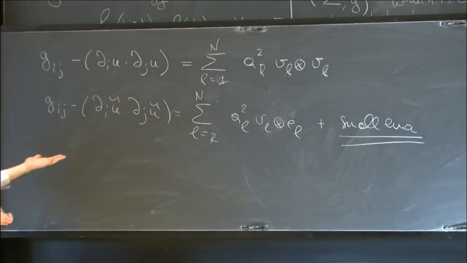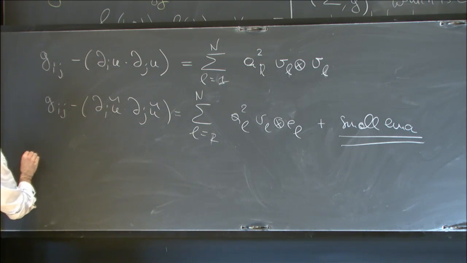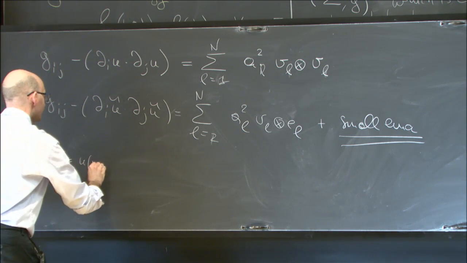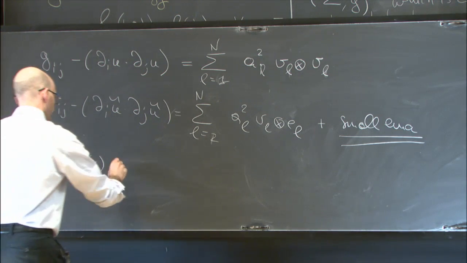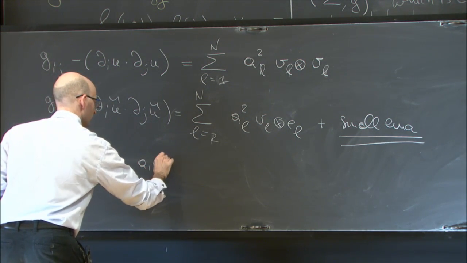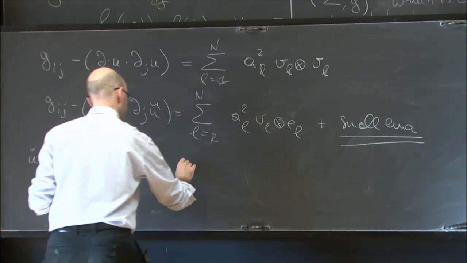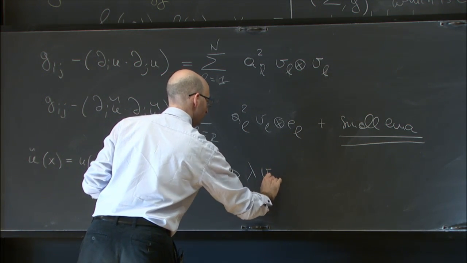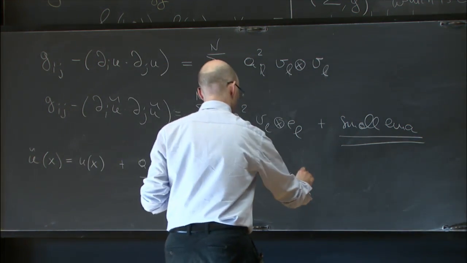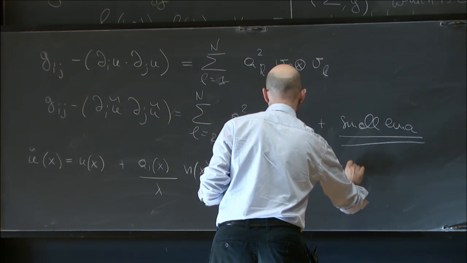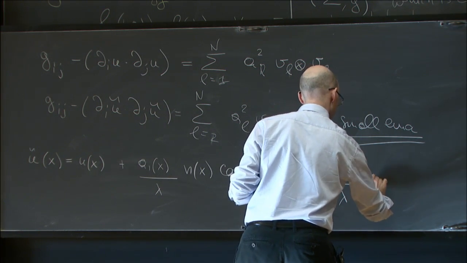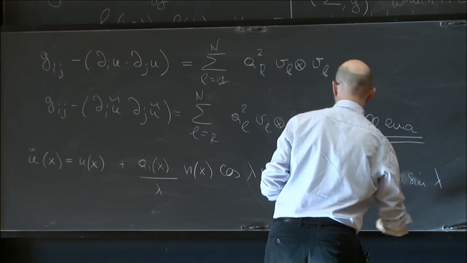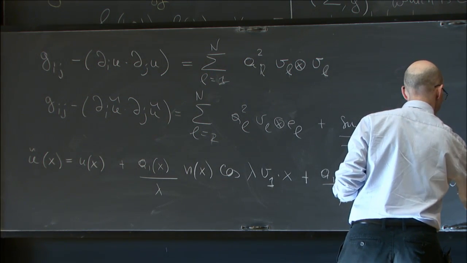I mean, I can actually just give you the explicit construction, which is what Nash does. So you define U tilde of x to be U of x, plus a1 of x divided by lambda, times n of x, times the cosine of lambda v1 dot x, plus a1 of x divided by lambda, times the binormal b, times the sine of lambda v1 dot x.